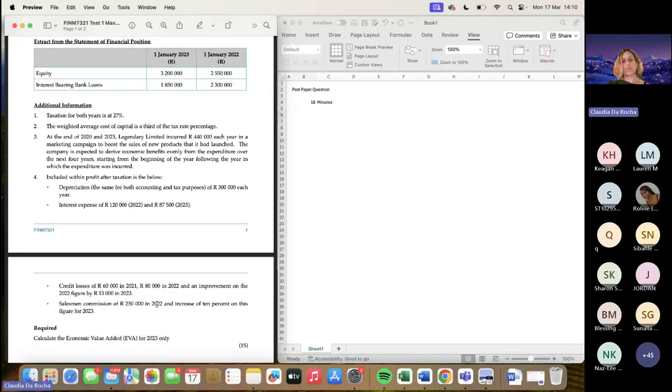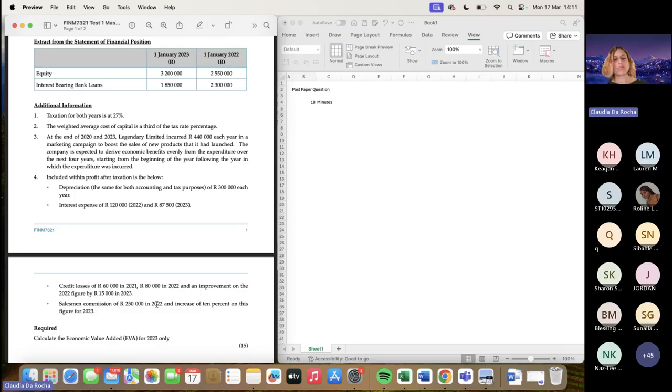Then your credit losses. We've got 60,000 in 2021, 80,000 in 2022, an improvement on 2022 by 15,000. So this is a non-cash item. Credit losses are your bad debts. Bad debts is a non-cash item. So we have to remove it out of the NOPAT, because it doesn't belong there.